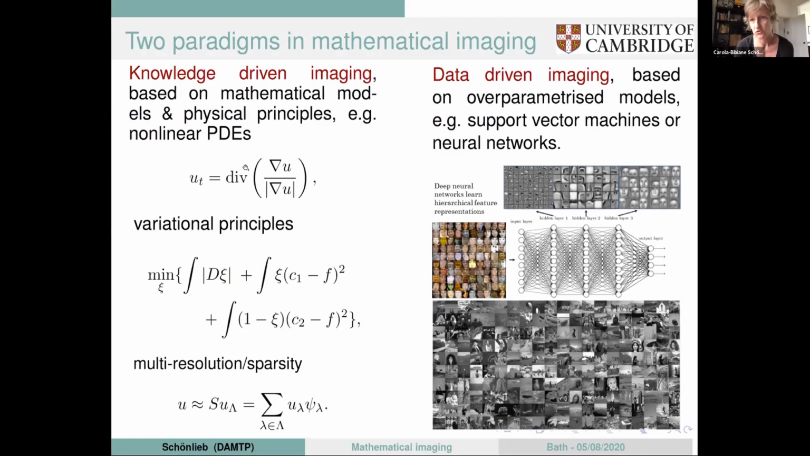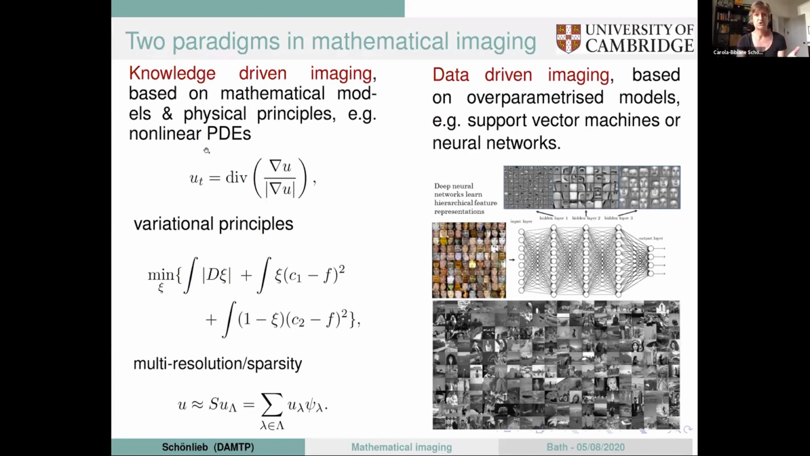So knowledge-driven imaging has actually a very long tradition. And I would say has been the go-to solution almost until the rise of deep neural networks recently. This has been extremely successful and has given a lot of food to mathematicians to analyze these new models that appear in this context.